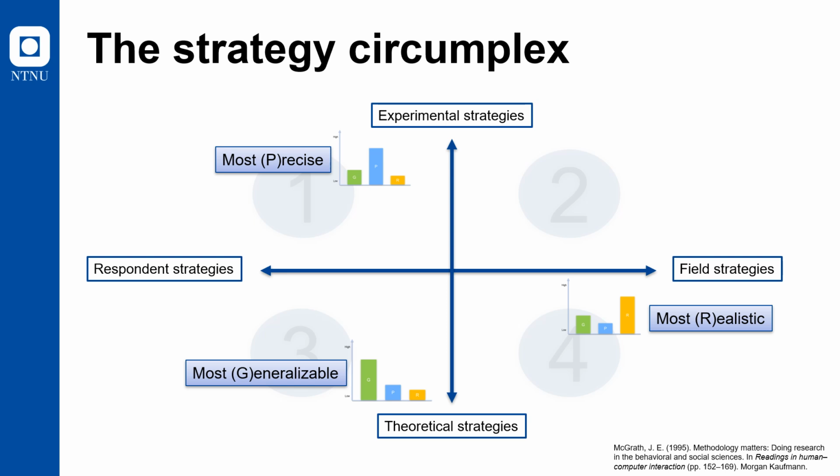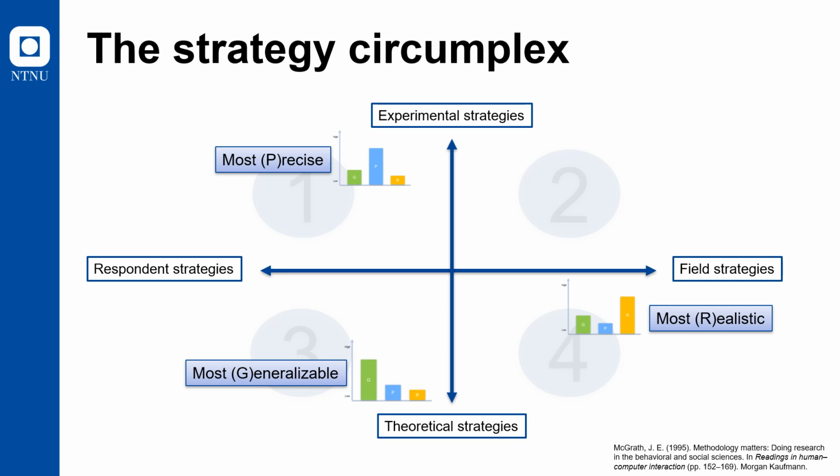Along the vertical axis, we find experimental strategies at the top and theoretical strategies at the bottom. Experimental strategies have a high level of precision. Typical examples include laboratory tests focusing on narrow tasks executed in a specific way. On the other end of the axis, theoretical strategies don't rely much on empirical data. They are based on abstract and theoretical concepts. Example theoretical strategies include computer simulation and formal theories.